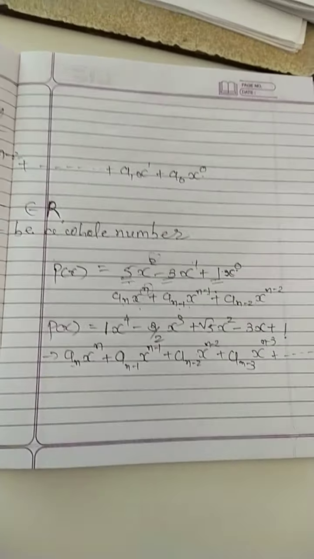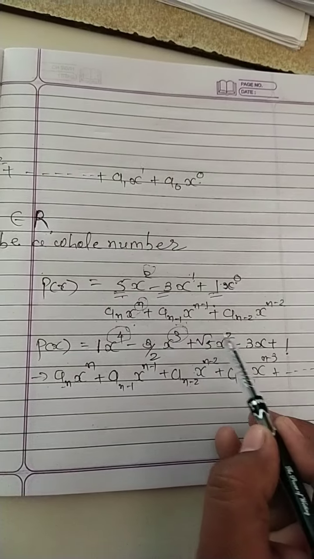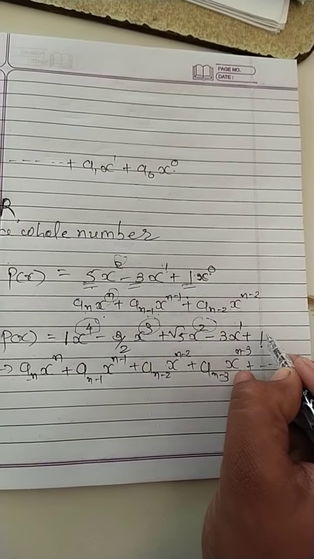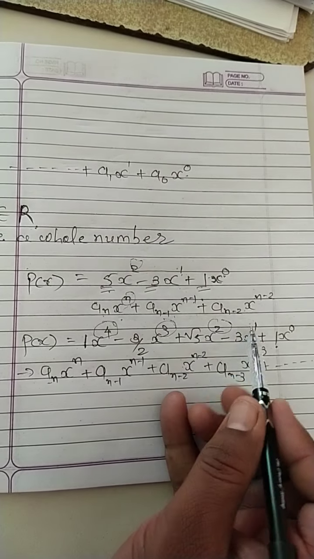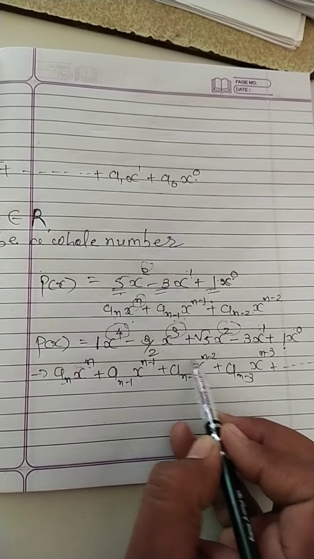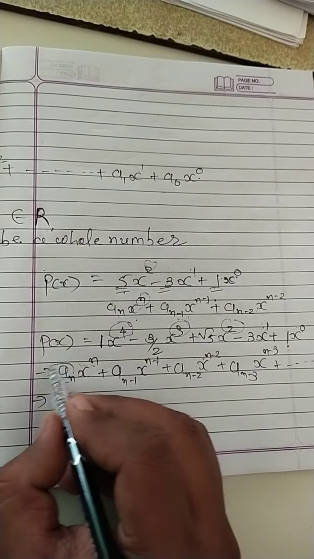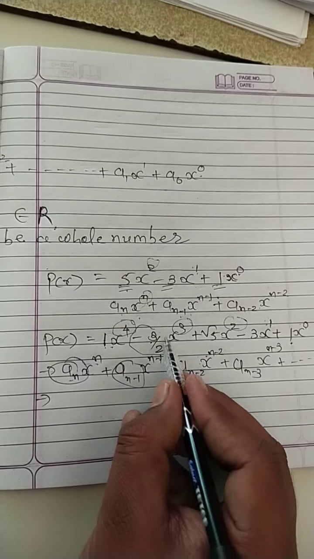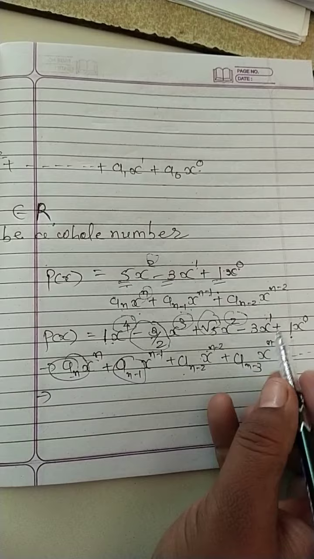And remember that in standard form, power of variable is always in descending order. If it isn't, then we can convert it in descending order. Here power of variable is in descending order, 4, 3, 2, 1 and 0, as in standard form. Okay, so here coefficient is 1, an minus 1 is equal to minus 3 by 2. Remember, it can be any real number, like an minus 2 is equal to root 5, etc.